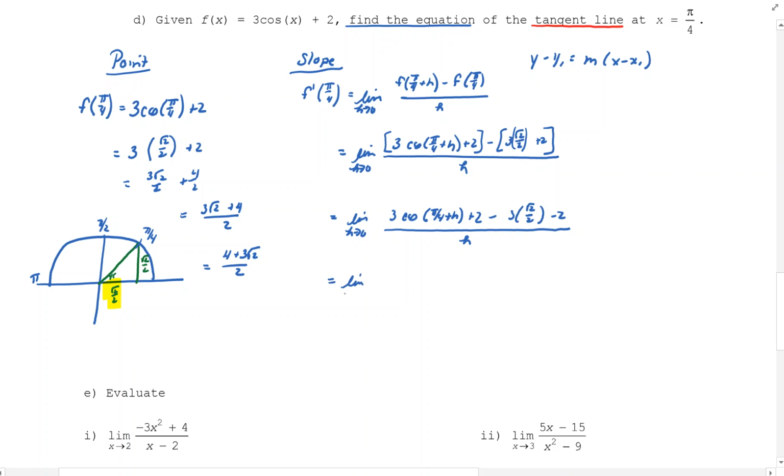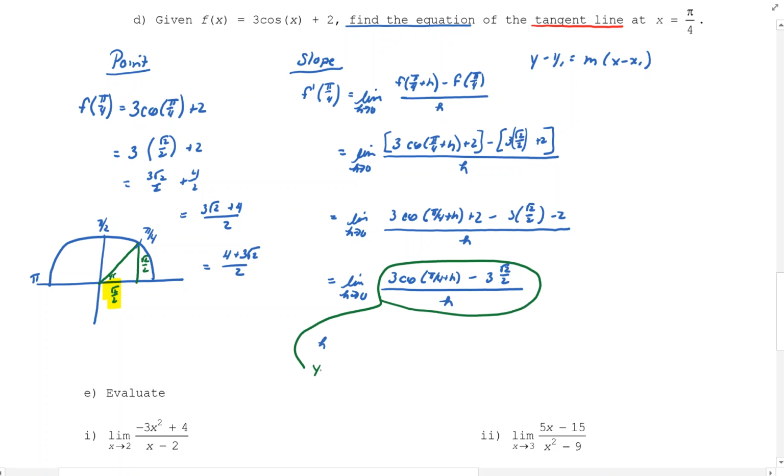And the limit as h goes to 0 of 3 cosine pi over 4 plus h, and then we have a plus 2 and a minus 2, so minus 3 root 2 over 2 all over h. And again, we're going to need to go to a table of values. So we're going to have h. We've got this as our y1. So be careful when you're plugging that in. Be sure that you put parentheses around this entire top.